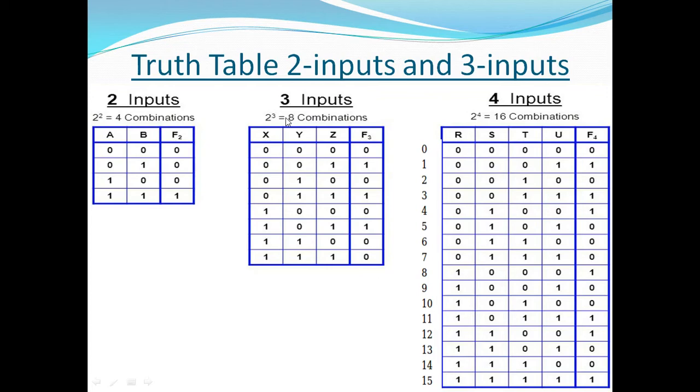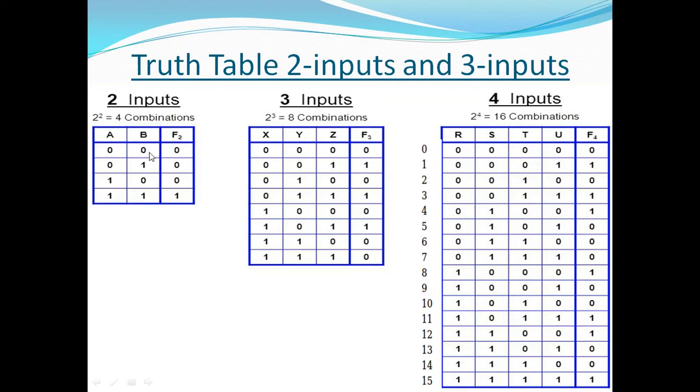When we have three inputs, how many combinations are there? 2 to the power 3. How does it come? Two possible outcomes, that's why the base is 2, and 3 inputs are there. So 2 to the power 3 gives 8 combinations. Similarly, if we have 4 inputs, then 2 to the power 4 combinations. If we have 5 inputs, 2 to the power 5 combinations.